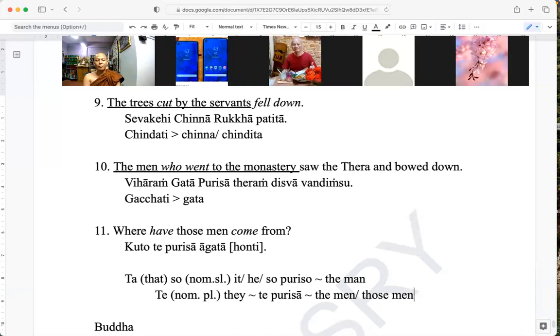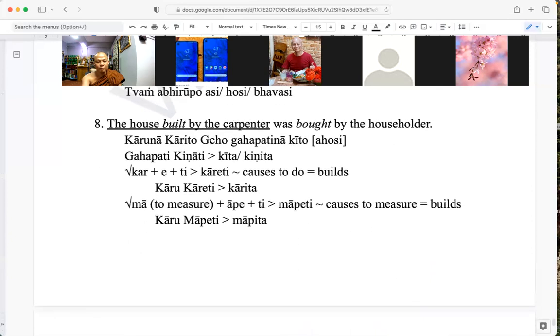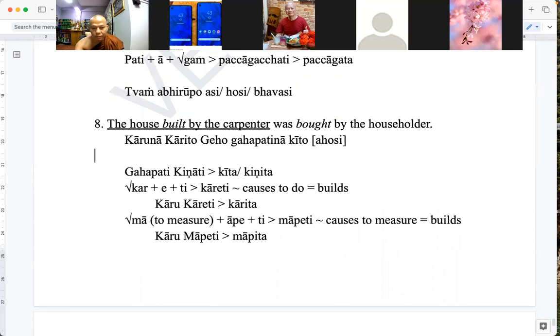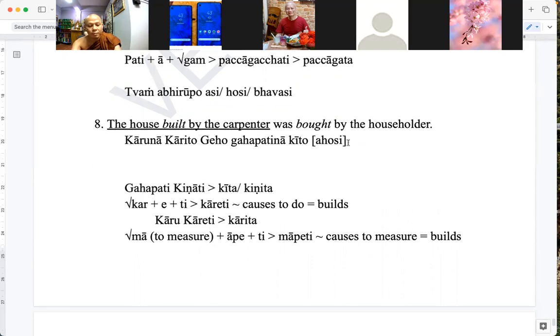Good evening, Bante. Bante, may I ask the usual way of writing a sentence? For example, the house was bought by the householder, number 8. Would the usual way of writing it be Gahapatina Geho Kito? If it is just that short sentence, would the usual way of writing be Geho Gahapatina Kito, or would it be Gahapatina Geho Kito?